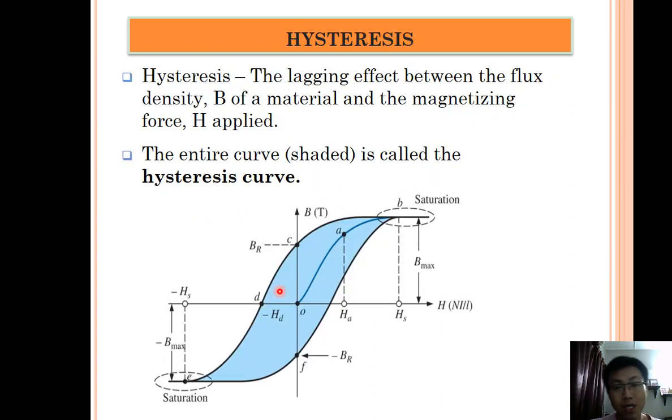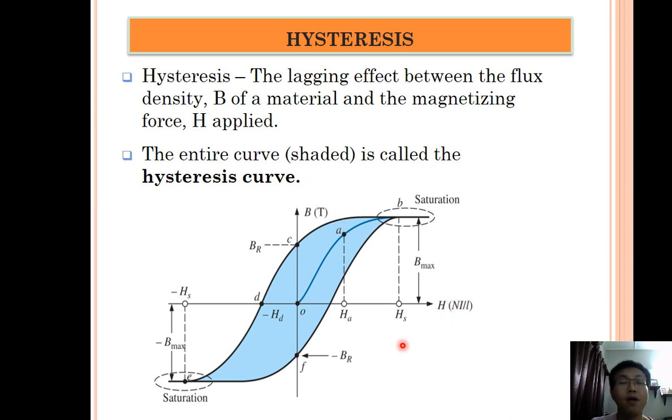So hysteresis. Hysteresis is the lagging effect between the flux density B of a material and the magnetizing force H applied. The entire shaded curve is called the hysteresis curve. This shaded means the blue color. If the material is starting and not applied under any current, this is called the BH curve. B is the y-axis, H is the x-axis.